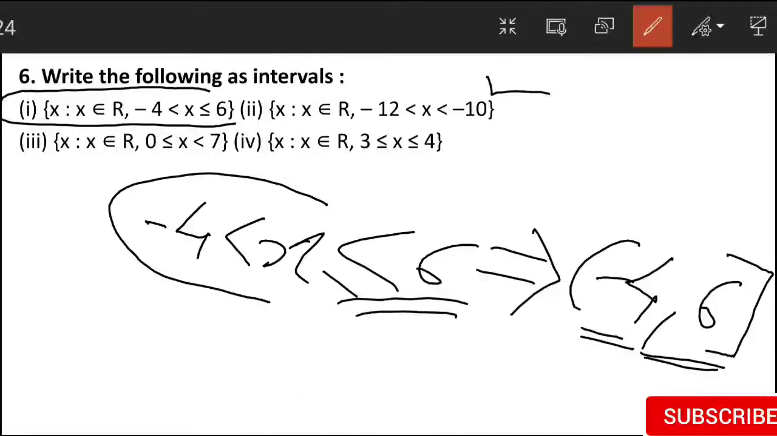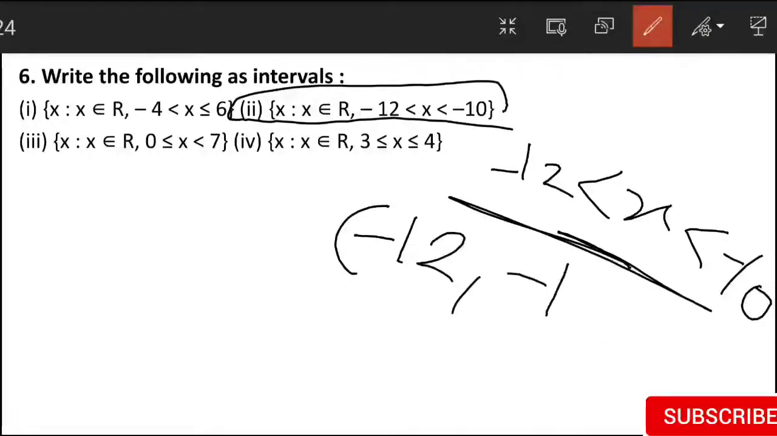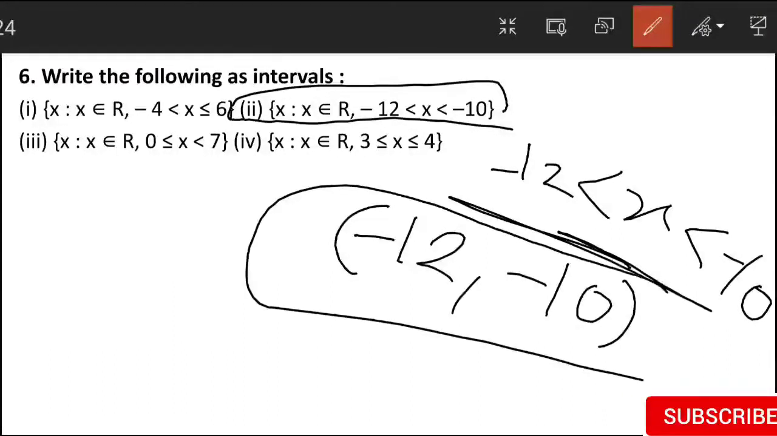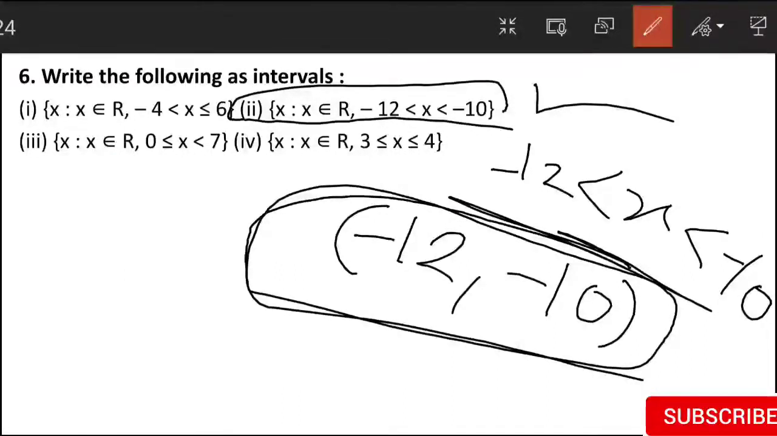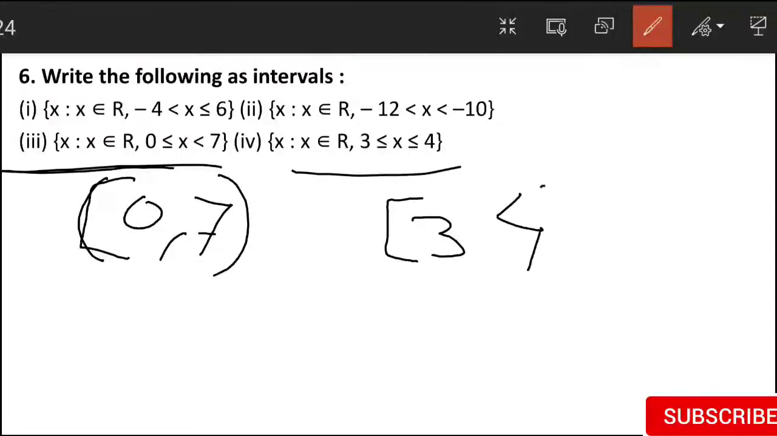Now what about this second example? -12 strictly less than x strictly less than -10, and it is a strictly less than symbol. That means it is an open interval -12 to -10. So this is a collection of all the elements belonging to this interval. Next, the set of x such that x belonging to R, where 0 less than or equal to x less than 7 and again x is a real number. So it is a closed interval at 0 and open interval at 7. And here it is a less than or equal to used on both sides. That means it is a closed interval 3, 4.